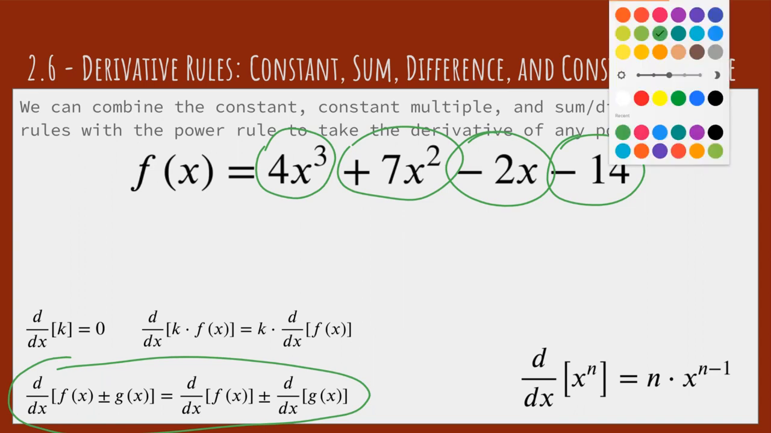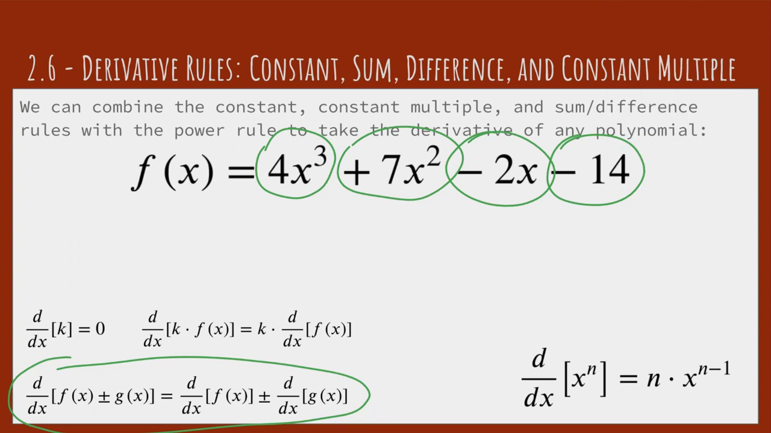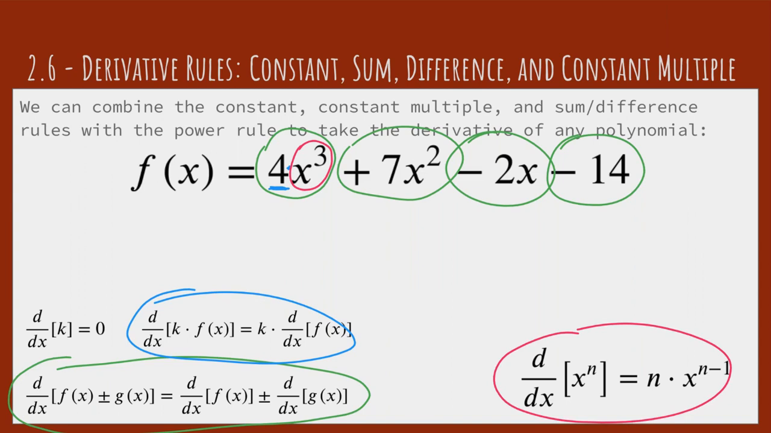Now, looking at those terms individually, we can take the derivative of those using a couple of different rules. So in this one right here, this 4 is a constant, and it's a constant that's being multiplied by x to the third. So that means that we can use this constant multiple rule. And along with the constant multiple rule, that x to the third is in a format that we can use with the power rule. So to take the derivative of just that x to the third, that's going to give us 3x squared using the power rule. The constant multiple rule says then that we multiply that by 4. So our derivative then is going to be 4 times 3x squared, which is going to be 12x squared.